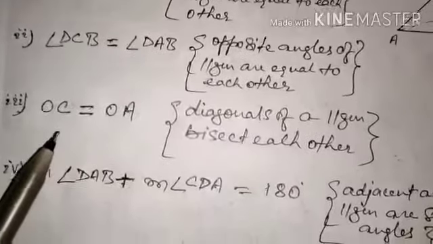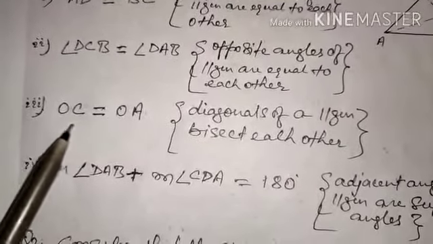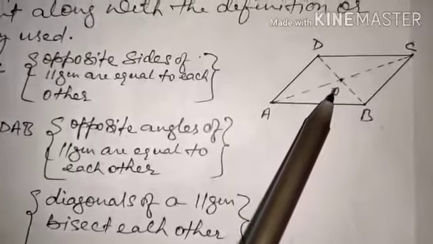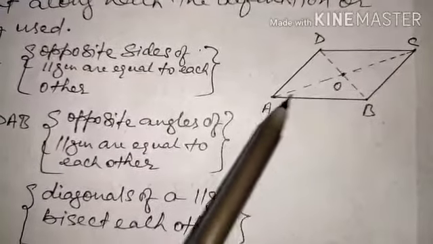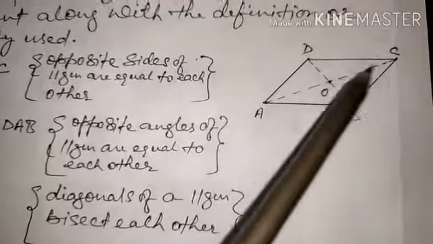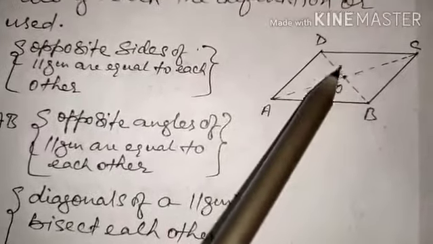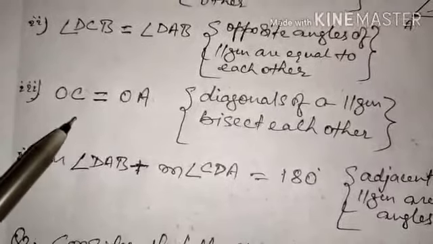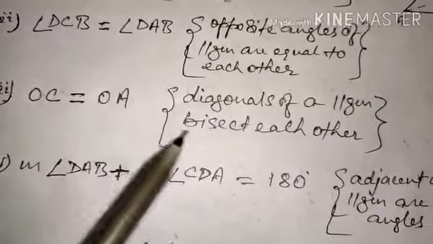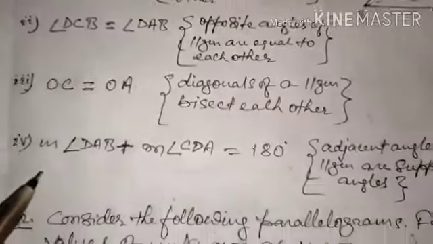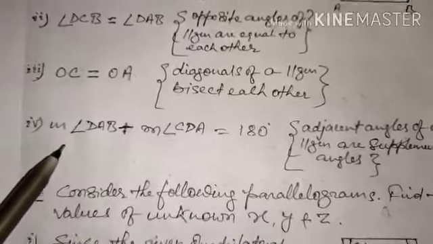The third one: OC equals what? I have written OA. OC is equal to OA. How did I write that? Let us come to the picture. OC is half of the diagonal AC, and we know that the diagonals in a parallelogram bisect each other. So using this property we can write OC equals OA. Diagonals of a parallelogram bisect each other. I hope I am being clear to everyone.